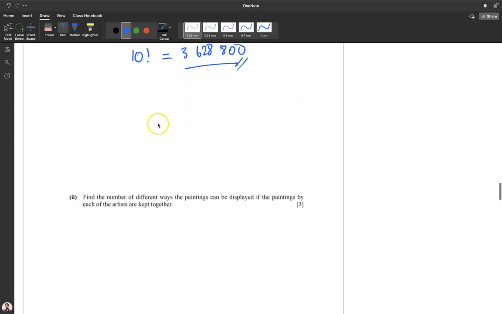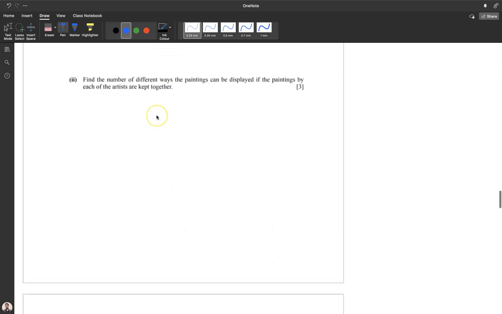All right, let's go to the next one. This is where it gets a bit interesting. So they want to find the number of different ways the paintings can be displayed. In other words, they are saying how you can arrange them, if the paintings by each of these artists must be kept together.